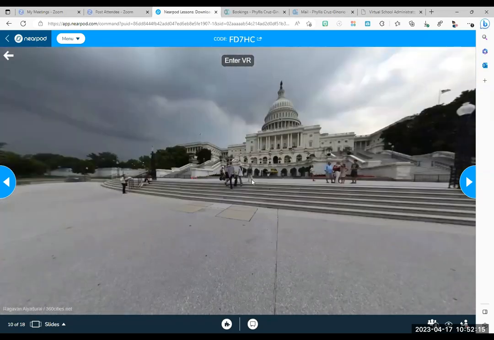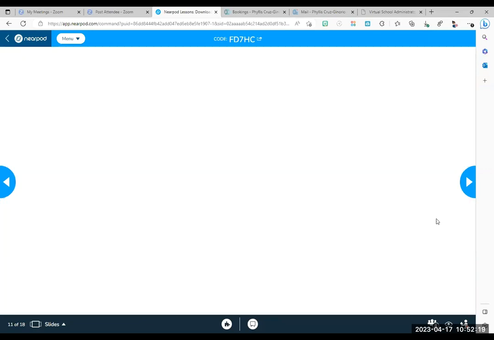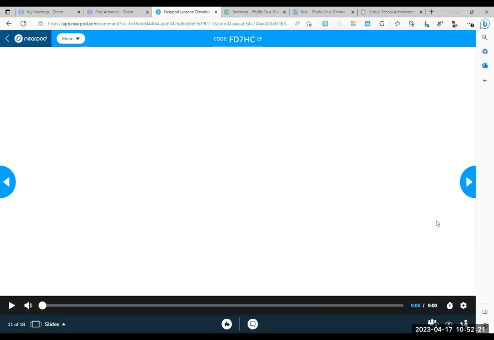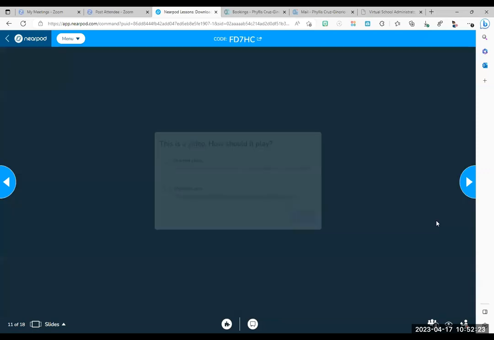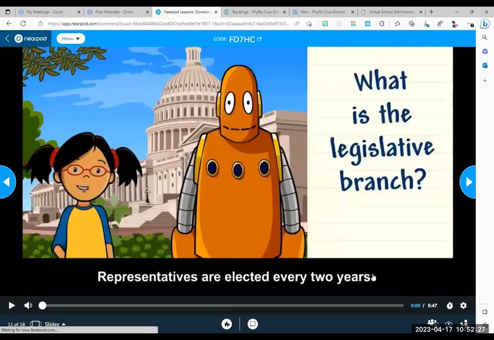Well, there are the steps leading to the Capitol building. Let's move on because actually I would like to talk a little bit more about how it was established. I'm not going to play the whole thing, so let's skip around this quick video first. The first thing we're going to do is talk about the branches of the government and what they do. Some of you already know, you could help.